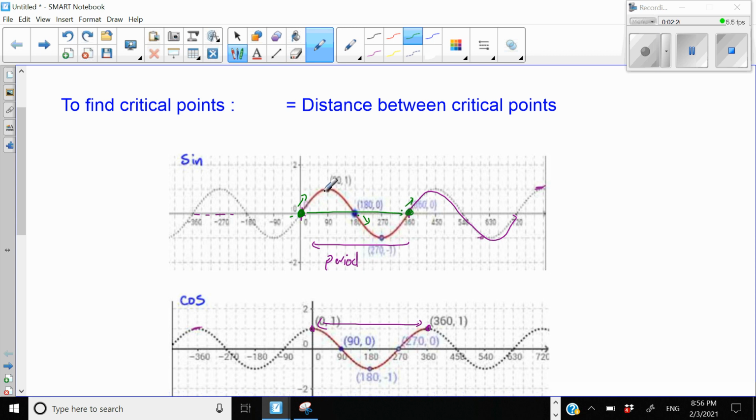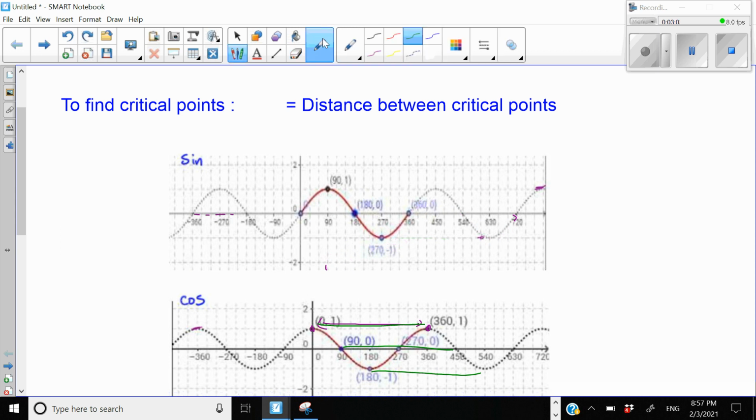Another repeating point could be the two high points that we have. If you find the distance between high points, that's also period. Or the distance between the low points. The same is here. High points, two midpoints, or two low points. And they're all equal to each other. This is 360 degrees. This is also 360. From 90 to 450 is 360 degrees. So to find the period, you just need to find the distance between two repeating points.